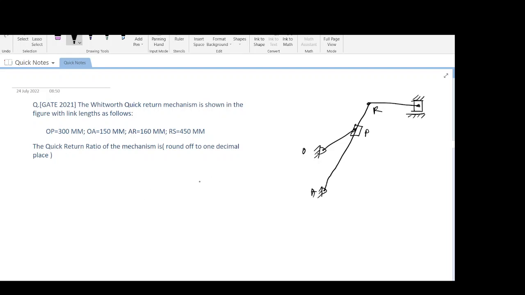What is given here? The length OP is 300, OA is 150, and AR. It has asked to find out the quick return ratio. So what is the quick return ratio? In a simple way, what we generally do is find out beta for the quick return ratio.